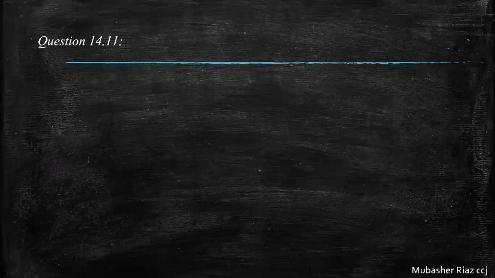Last question according to smart syllabus 14.11. How can you use a magnetic field to separate isotopes of a chemical element?